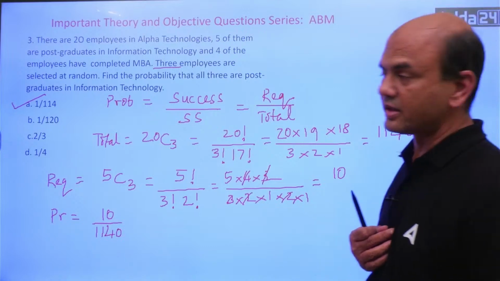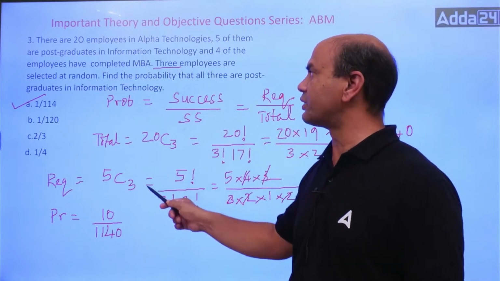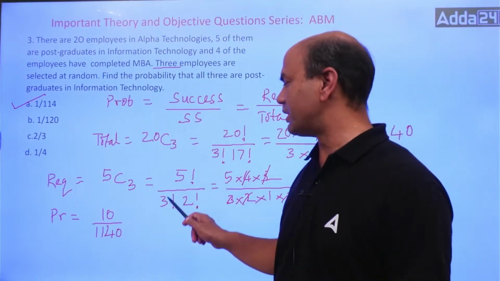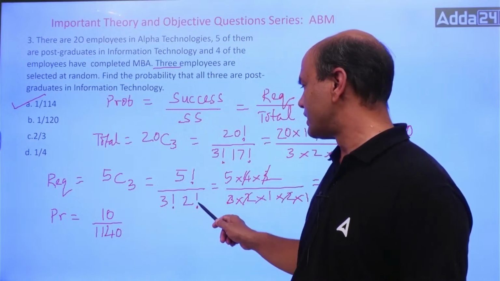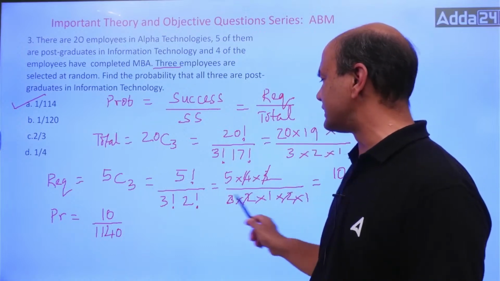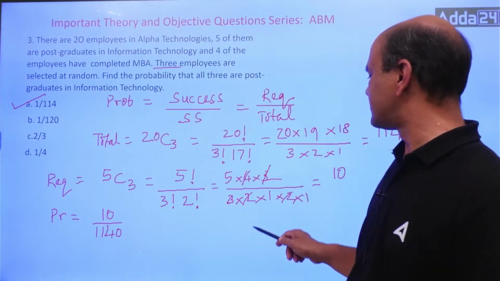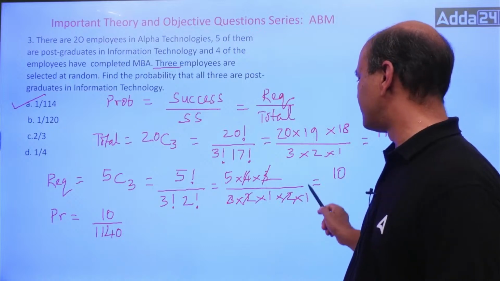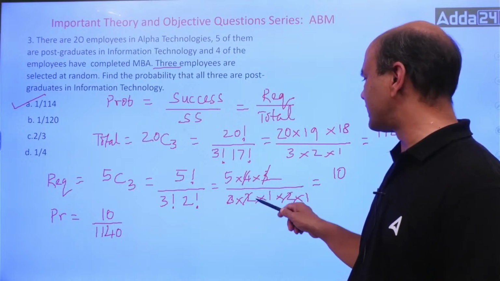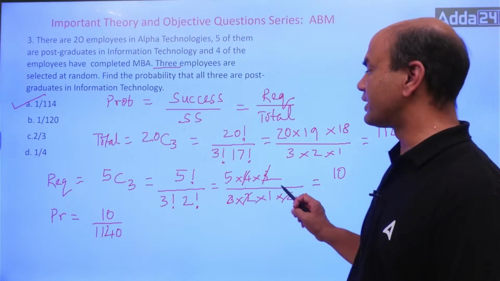Now what is required then? Required means you want success. Success is: out of 5, 3 are to be selected. So 5C3. 5 factorial divided by 3 factorial into 2 factorial. 5 into 4 into 3, the 2 factorial gets cancelled, 3 into 2 into 1 also gets cancelled. What do you get? The answer is 10.